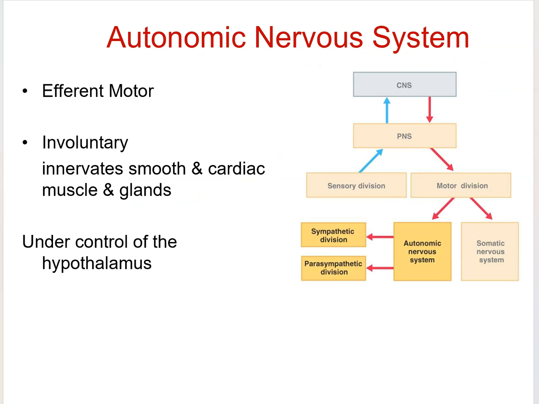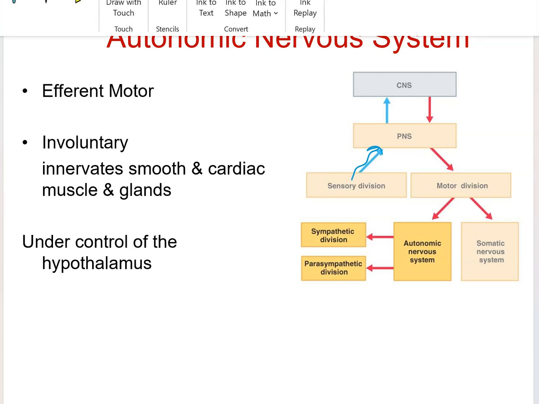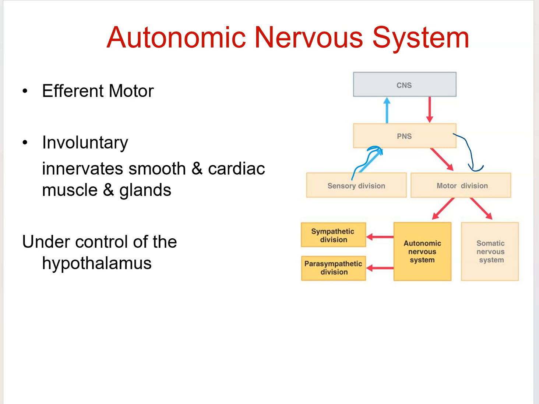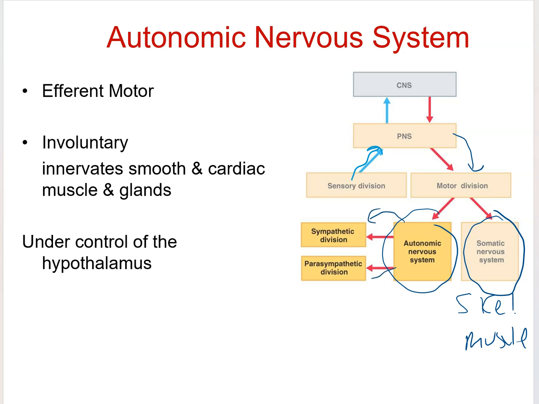So the CNS had information coming in through the sensory division. So we already covered sensation and all those sensory pathways. But there's also the motor division, which carries information away. Now, when we look at the motor or the efferent division, we had the somatic, remember, which went to skeletal muscle. And then we mentioned the autonomic, and pretty much all we said about it was that there was a sympathetic and a parasympathetic division.